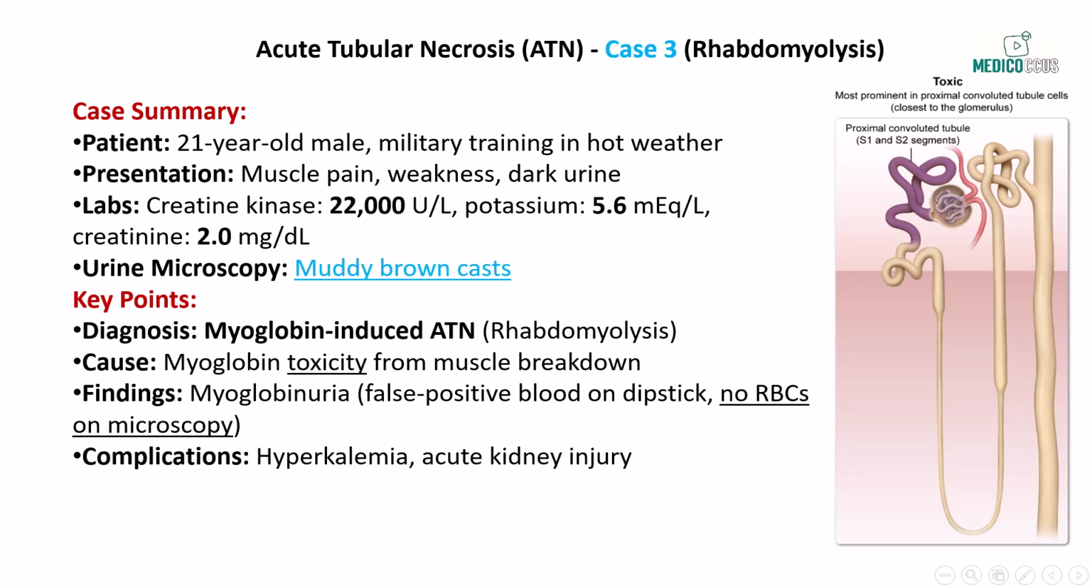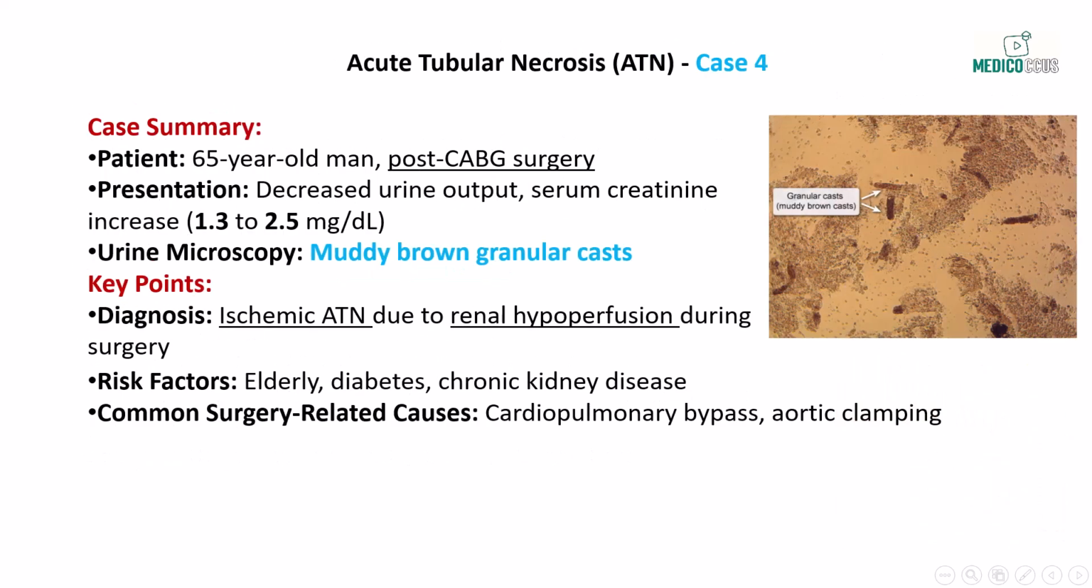This case illustrates another common cause of acute tubular necrosis, myoglobin-induced tubular injury, often seen in trauma, overexertion, or drug use. Now let's look at a 65-year-old man who underwent coronary artery bypass grafting surgery for multivessel coronary artery disease. Post-operatively, he develops decreased urine output, and his serum creatinine rises from 1.3 to 2.5 milligrams per deciliter.